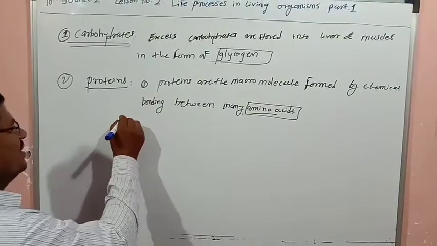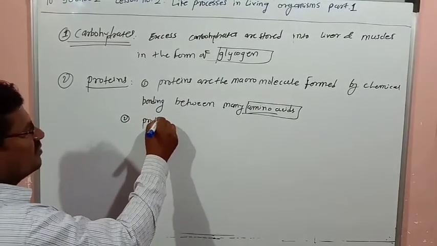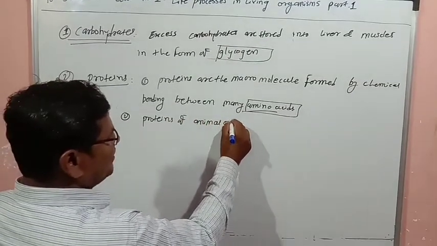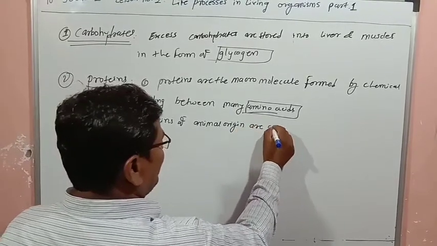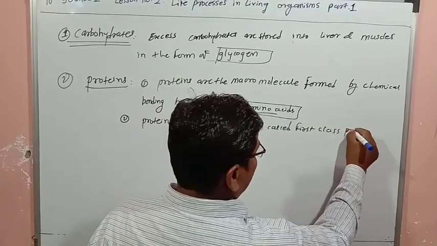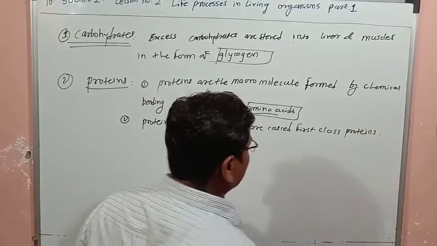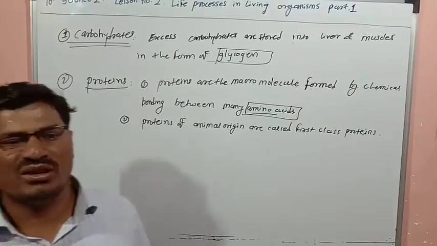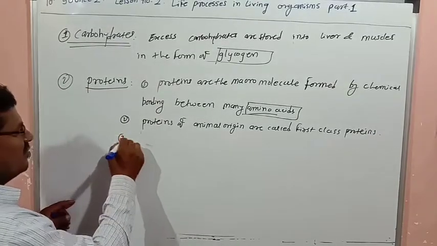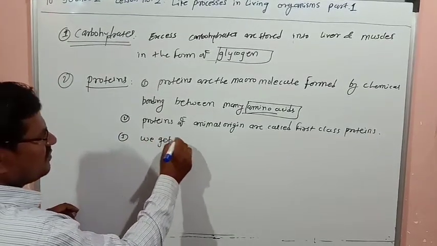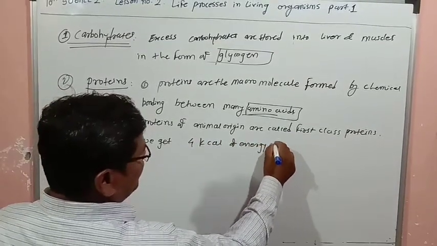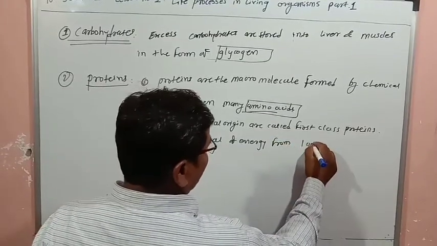Next, the second point. Proteins of animal origin are called first class proteins. So you have to remember, proteins of animal origin are called first class proteins. And the third point is how much energy we are getting. We get 4 kilocalories of energy from 1 gram of protein.